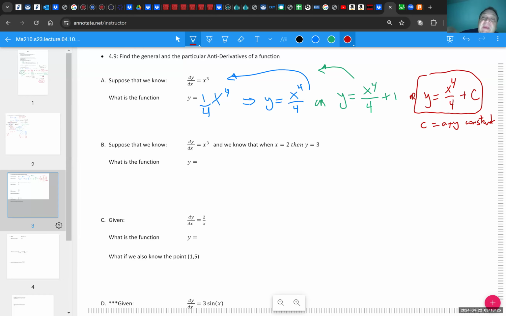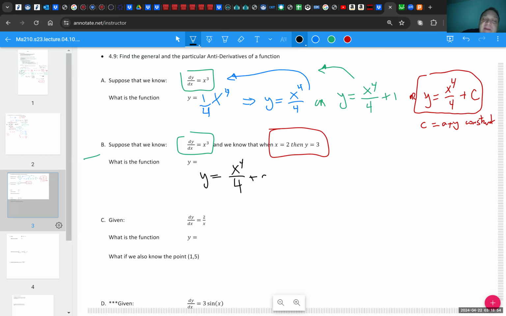All right, let's do part B. For part B, it says, suppose we have the exact same formula. So this is the exact same derivative formula, but we also know an additional piece of information. We also know that when x equals 2, y equals 3. So we're given two pieces of information. We're given the derivative function, and we're also given a value of x and y. Well, from the previous problem, we actually know what y is. We know y is x to the fourth over 4 plus c, because we just did that.